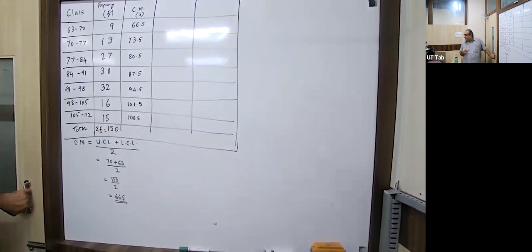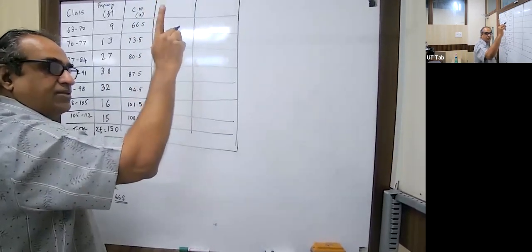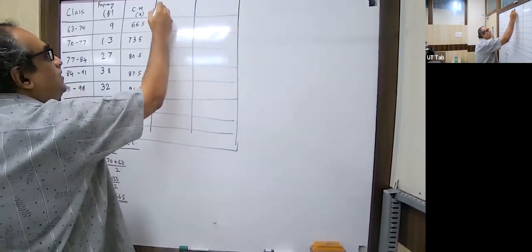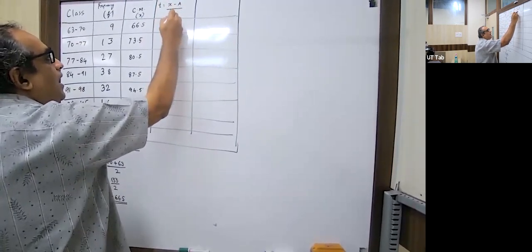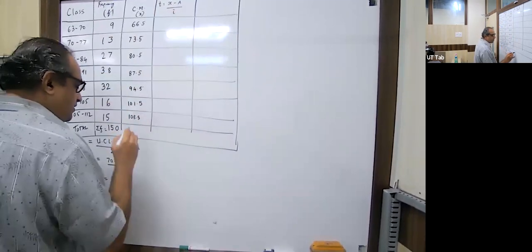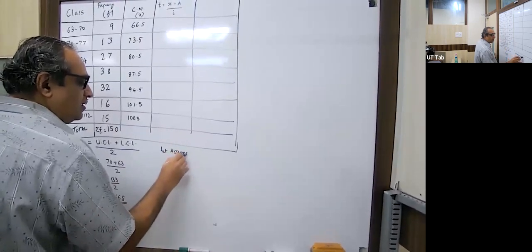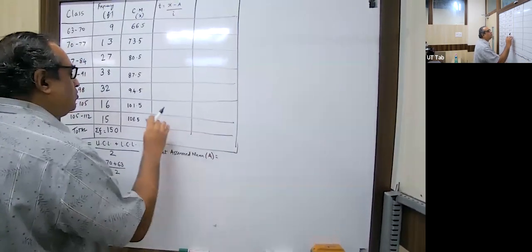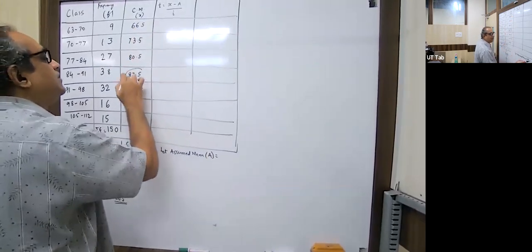Now imagine doing this for the direct method. It will go crazy. So in the assumed mean method, d is equal to x minus a. Here we do t is equal to x minus a by i, or c, whatever you call it. Let the assumed mean A be the fourth value, so we take this as 87.5.